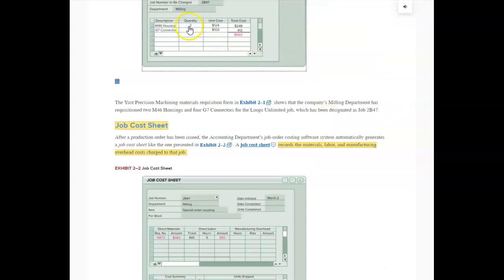This shows you the number of units of raw material that you need and the exact description of what those raw materials are. Cost per unit, multiply, and here's the total cost. Okay, so you're going to transfer $660 of materials to the factory floor, and these are the materials. You need 2 housings and 4 connectors.